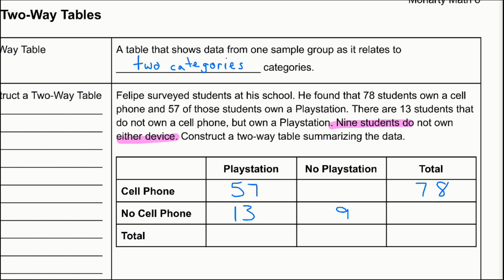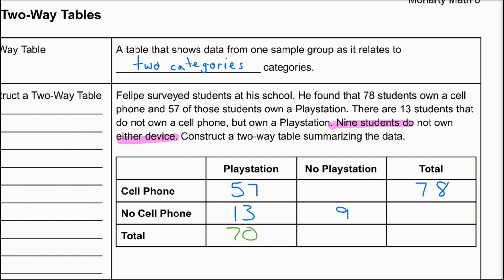The first thing that I see is the PlayStations. We have a blank for PlayStation. So the total of the PlayStation people are going to be a combination of the cell phone and the no cell phone. So I'm going to take my calculator and take 57 plus 13, and I see that the total number of PlayStation people is 70. Okay, actually, let me use a different color. This will work. Total number of PlayStation people is 70.